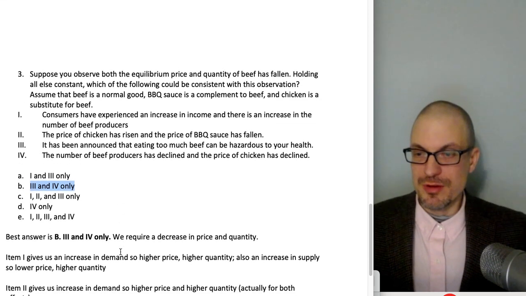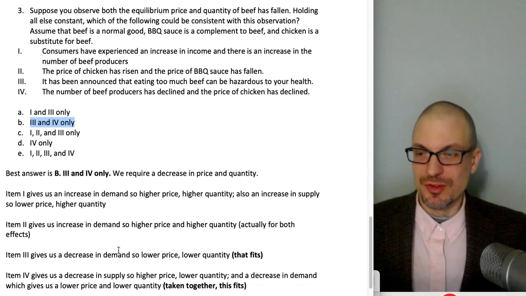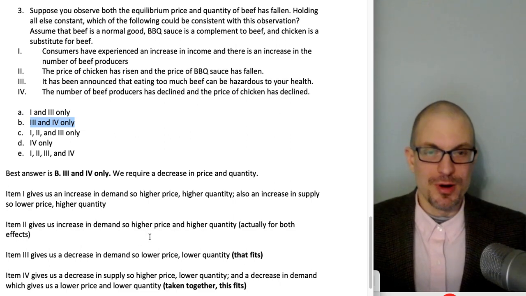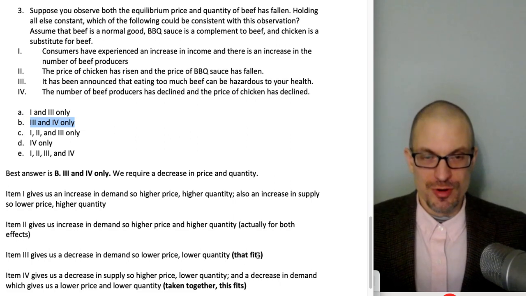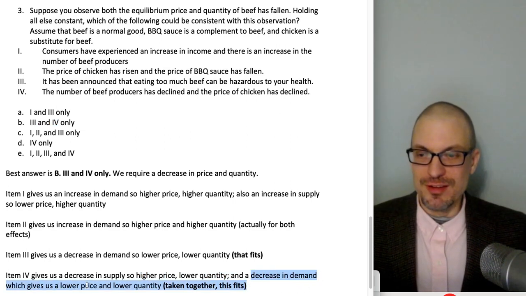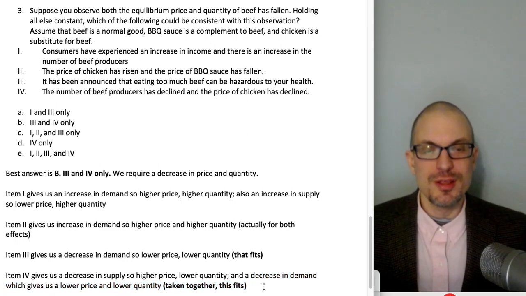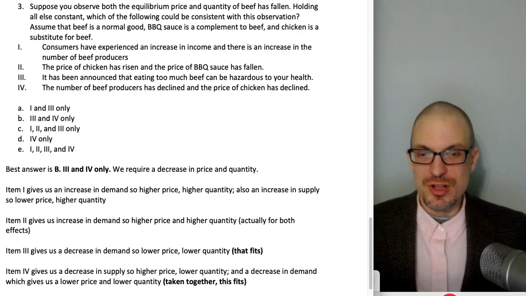Best answer is B, 3 and 4 only. We require a decrease in price and quantity. Item 1 gives us an increase in demand, so higher price, higher quantity. Also an increase in supply, so lower price, higher quantity. Item 2 gives us an increase in demand, so higher price, higher quantity. Actually, for both effects. 3 gives us the decrease in demand we were looking for. That fits. 4 gives us a decrease in supply, so higher price, lower quantity. The higher price isn't good, the lower quantity is, but we have a decrease in demand from our second effect, which gives us a lower price and lower quantity. Jointly, that does fit. Okay, so that's the walkthrough for each of the 3.